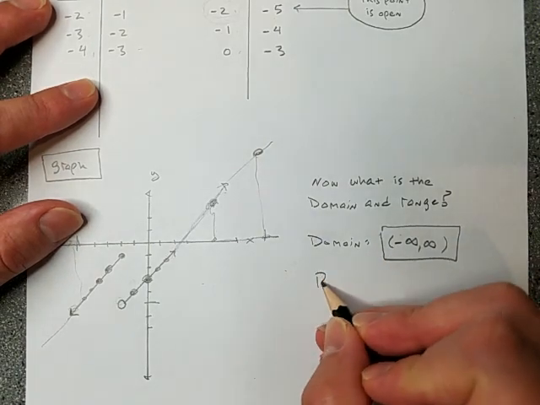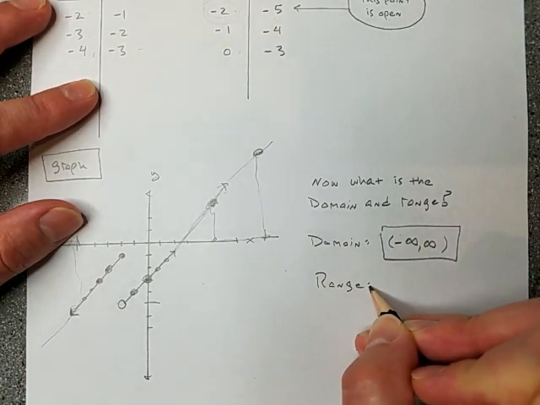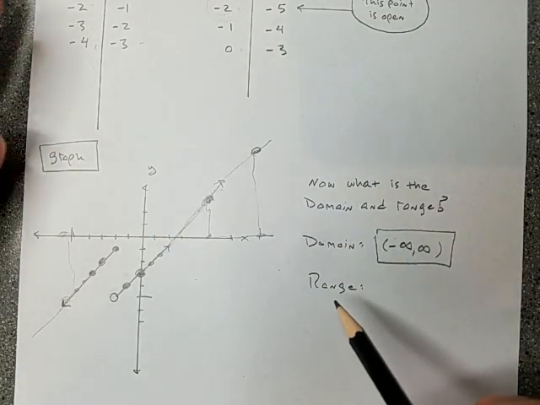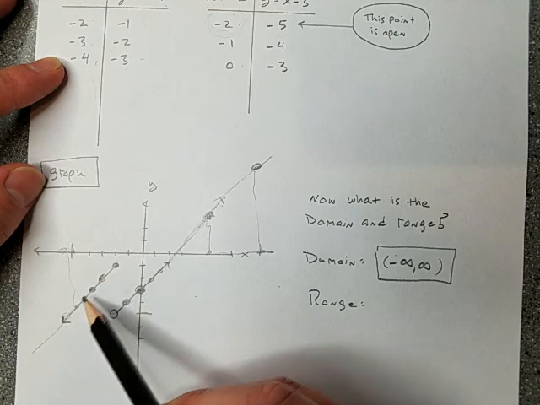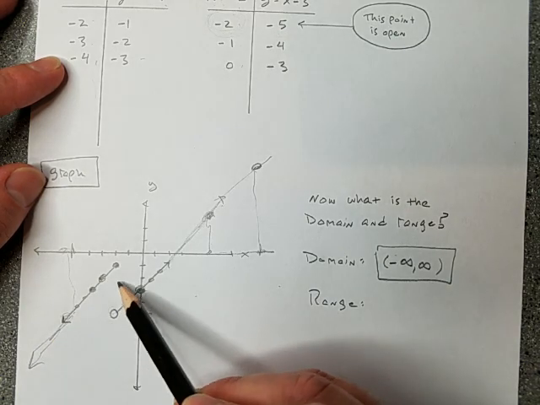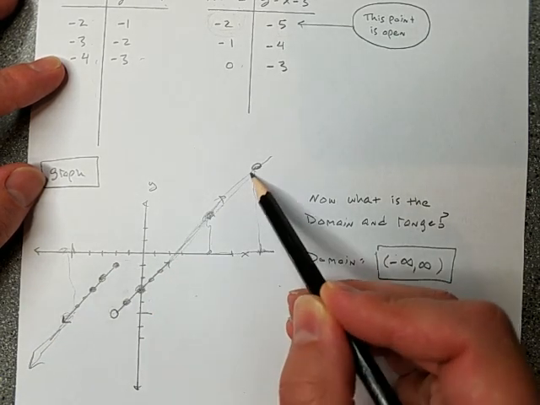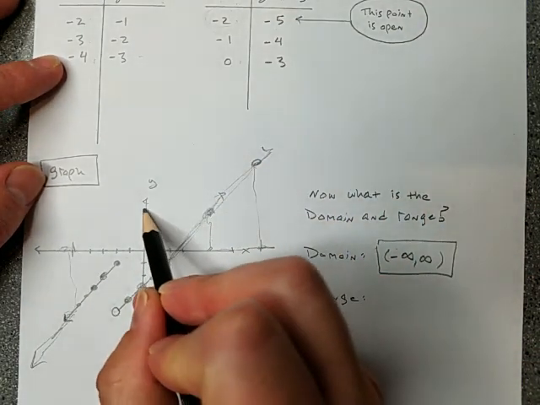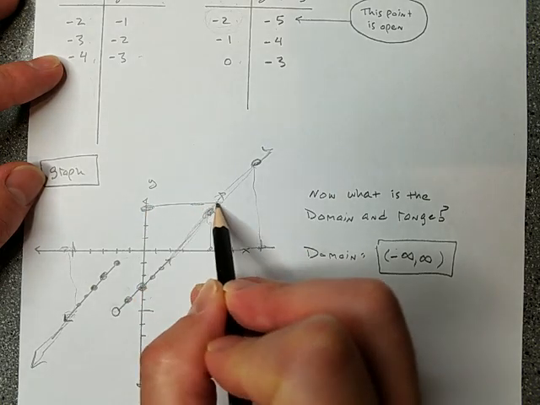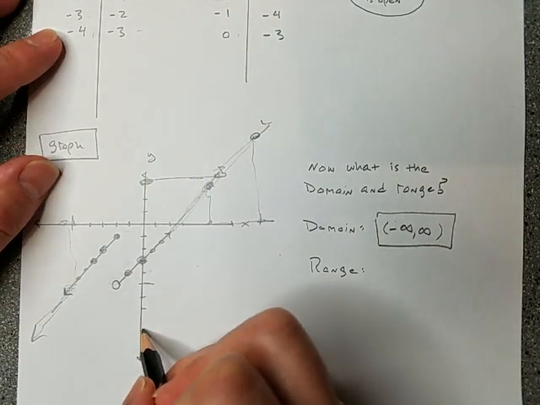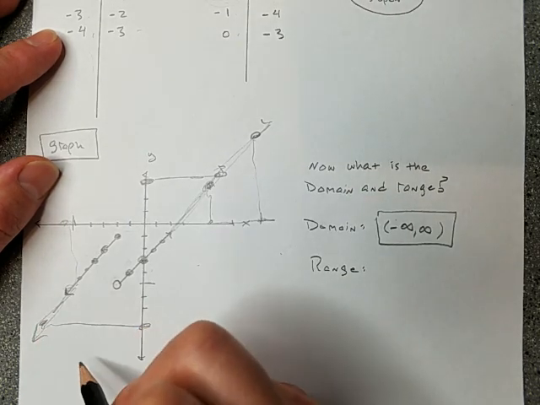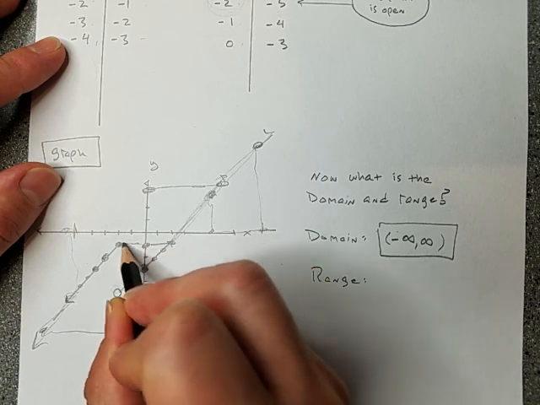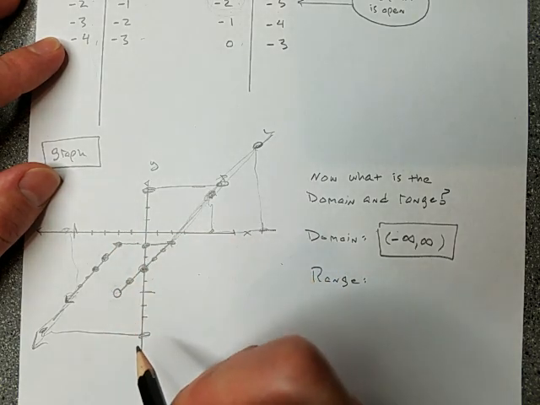What about the range, though? That's what y can be. The range is all the possibilities for y. And I would say, well, if this goes forever down, and they overlap each other here, and this goes forever up, y can be any number. Is there a point on the graph with y being this number? Yeah, right there. Is there a point on the graph with y being this number? Yeah, right over here. Is there a point on the graph with y being this number? Actually, here and here. So yes, y can be anything.